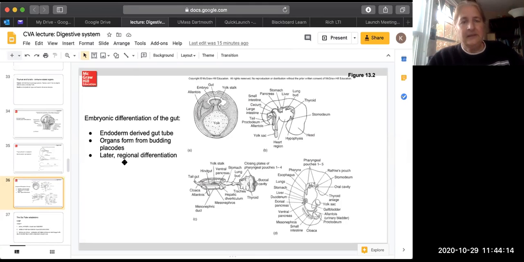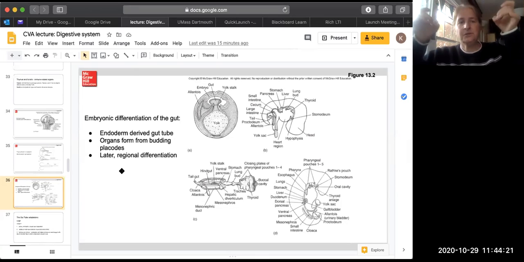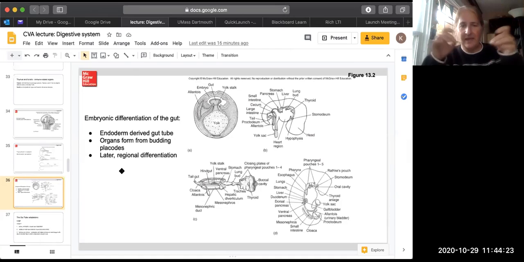So we have that tube, and there are many organs that evolve from budding off of the gut tube, right? So they have these placodes that bud off, like the lungs, liver. So here you can see in the embryo, this is the head of the embryo here, and this is the body going back to the tail. And this shaded in part is the gut tube into the anus. Here's the yolk sac.